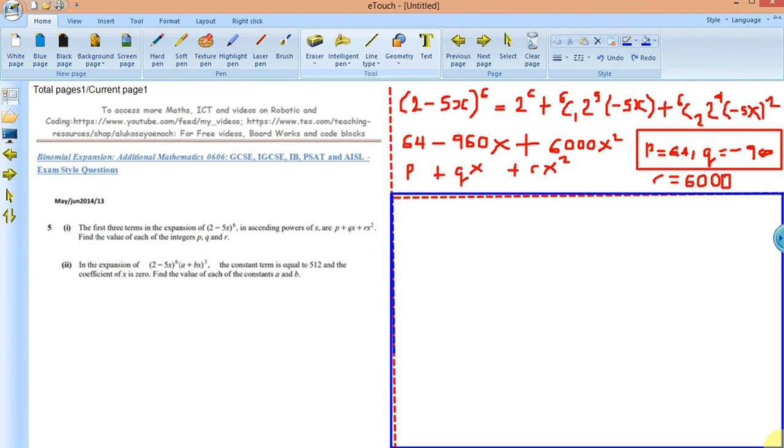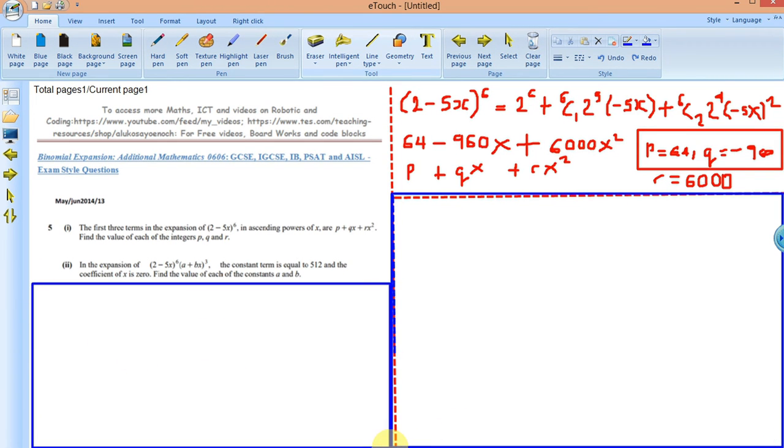So here now I'll try to complete the remaining question. If that rectangular box is not enough, then I'll go ahead and finish up here. Okay, so now the next question: in the expansion of 2 minus 5x all raised to the power 6 times a plus bx all raised to the power 3, the constant term is equal to 512, and the coefficient of x is 0. Find the value of each of the constants a and b.